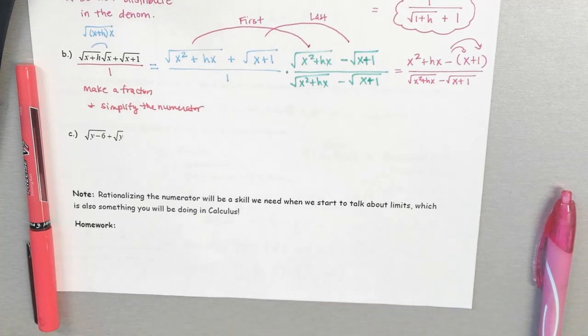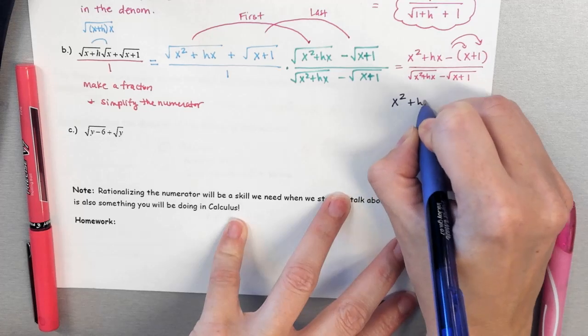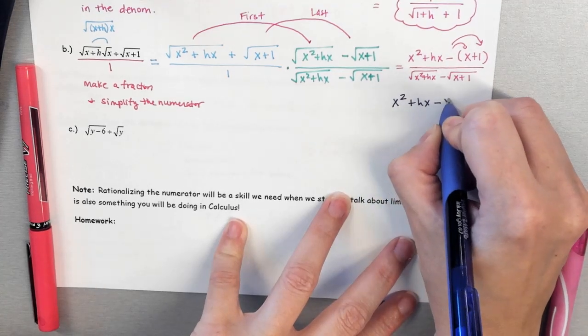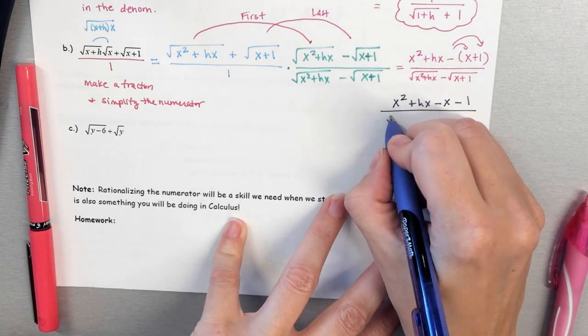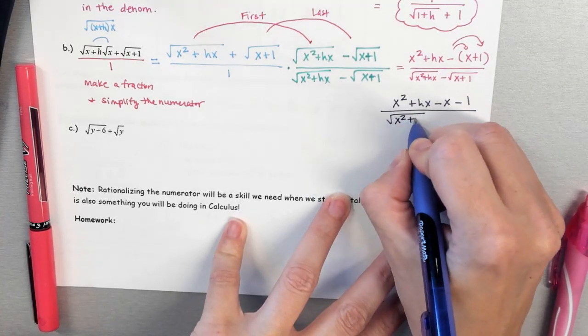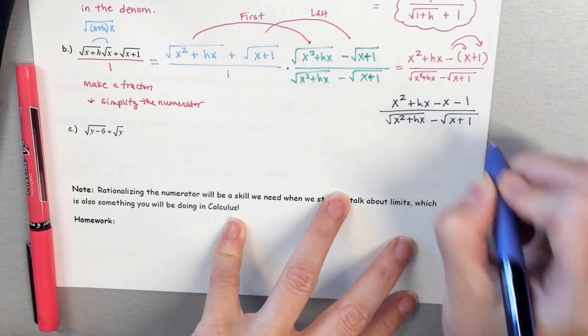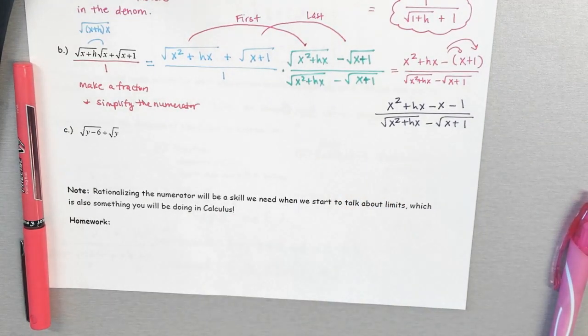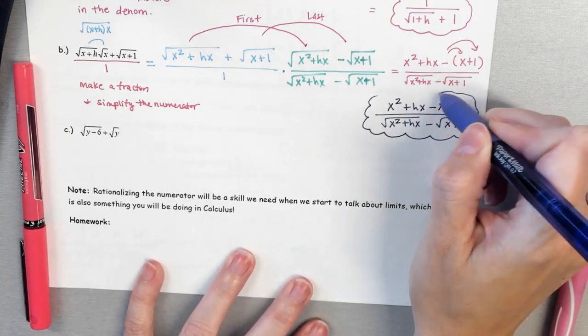Okay, and in this case, nothing will cancel out, so your final answer is x squared plus hx minus x minus 1 all over the square root of x squared plus hx minus x plus 1. Okay, so it's okay to have answers that look like that. I know that's not something that we're used to.